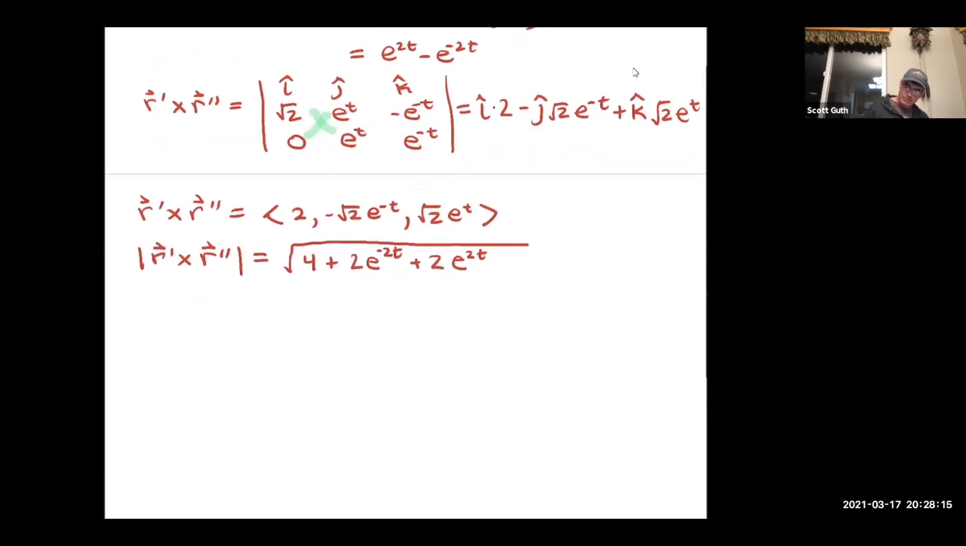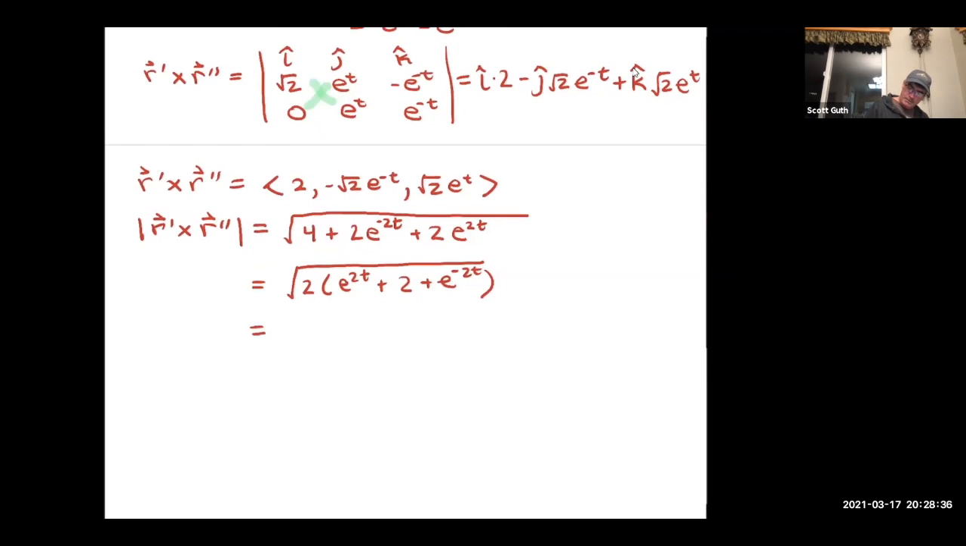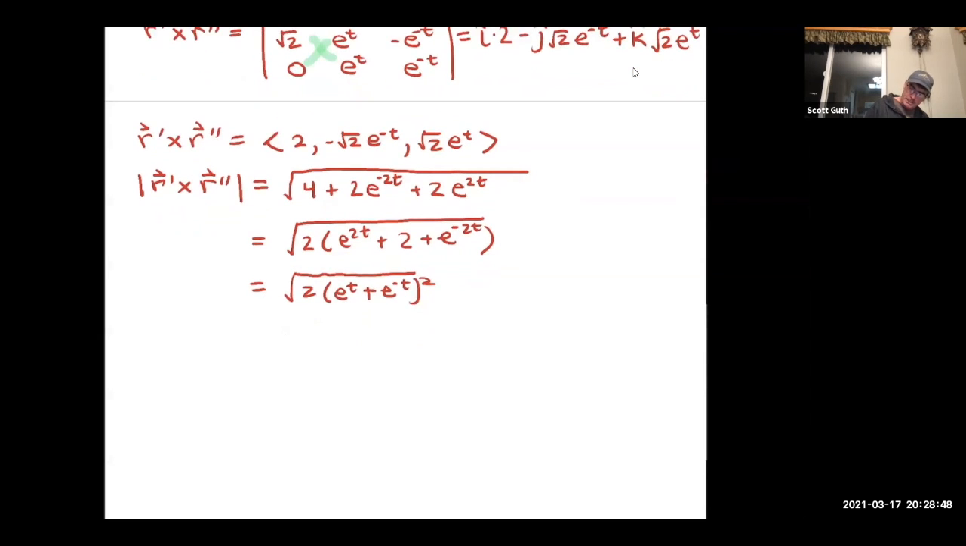Maybe factor out the 2, you'll see. So this is the same square root we had before. You have the 2 factored out, and you could write it as e to the 2t plus 2 plus e to the negative 2t. There's that perfect square we had before. So maybe I'll write it as the square root of 2 times e to the t plus e to the negative t, that quantity squared. And then you can wrap this up by just saying this is the square root of 2 times e to the t plus e to the negative t. And of course, this is always positive as well.